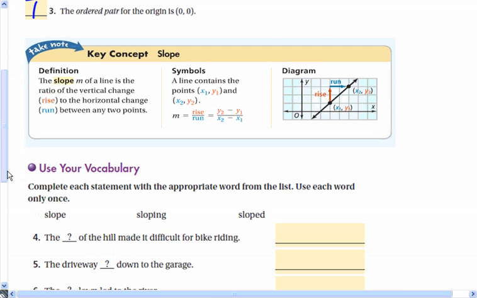Definition: the slope m of a line is the ratio of the vertical change, rise, to the horizontal change, run, and there's a slope formula you can use right there. Make sure you don't mix up your x's and y's or your rise and your run when you're doing the slope.